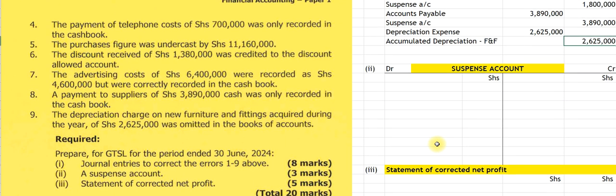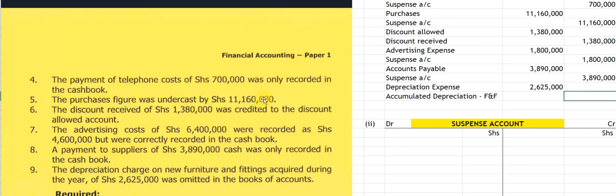Then suspense account, you're required to come up with the suspense account. You have some 3 marks there. The suspense account is used to temporarily hold the difference in the trial balance and also to park the unknown offsetting entries for some of the errors which we have seen. So I'm going to come up with a suspense account.